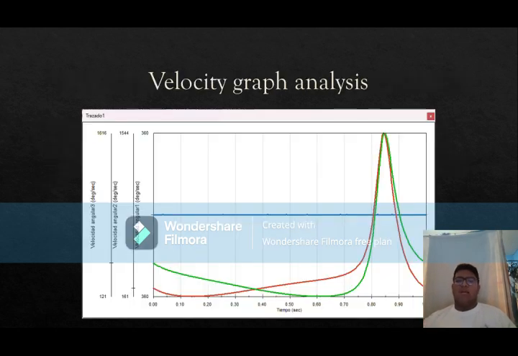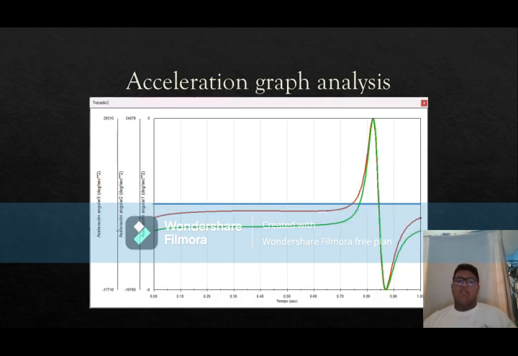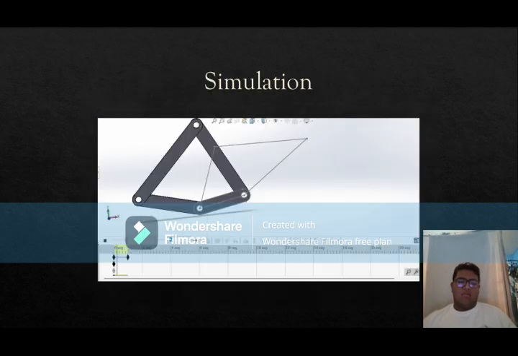And this is the velocity graph analysis, and this is the acceleration graph analysis. And well, this is the simulation.